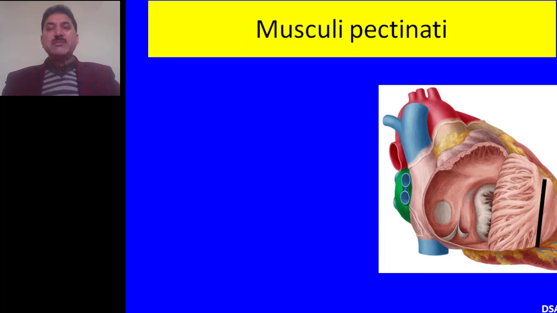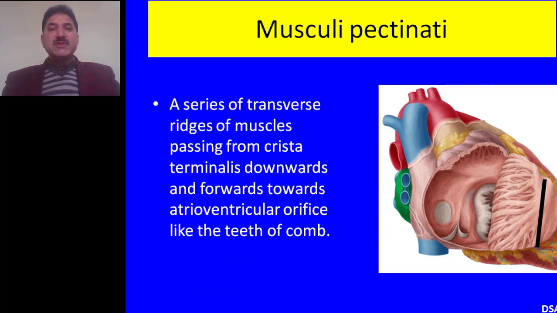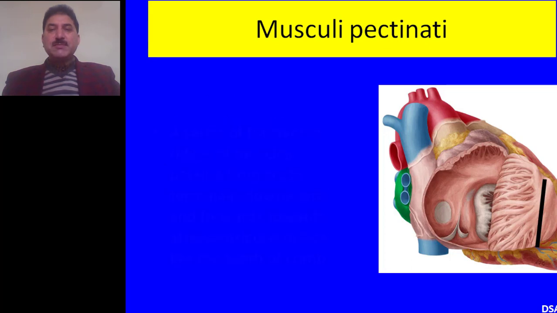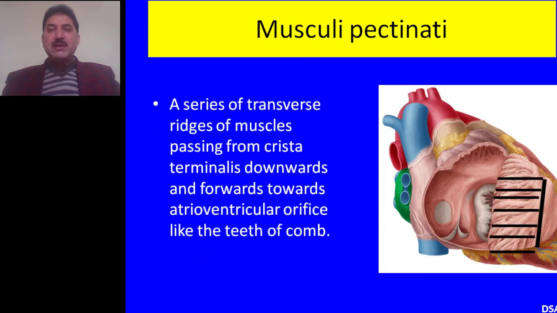What are musculi pectinati? A series of transverse ridges of muscles passing from crista terminalis downwards and forwards towards the atrioventricular orifice like the teeth of a comb. As shown in this figure, crista terminalis forms the base of this comb and emerging from the base are teeth-like muscle fibers. We call them musculi pectinati because they resemble the teeth of comb.